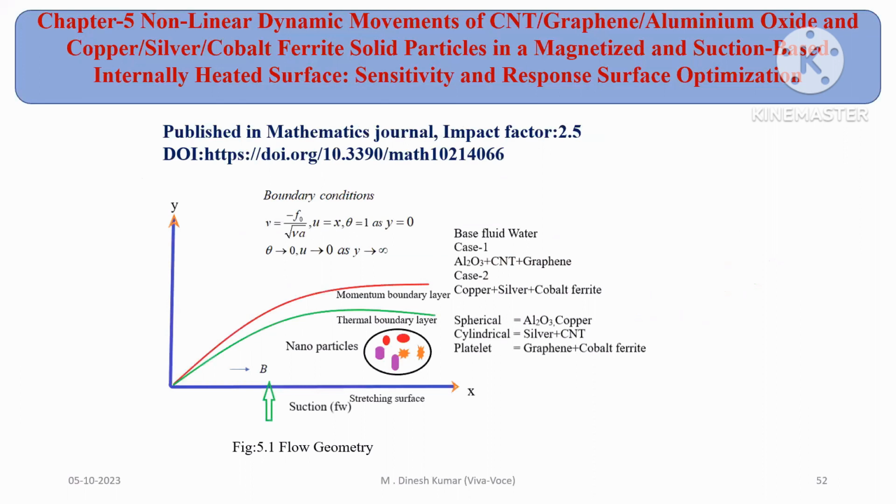In chapter 5, the nanoparticles have non-uniform shapes. Case 1 has aluminum oxide and carbon nanotube graphene, and case 2 contains copper, silver, and cobalt, with water as the base fluid and non-uniform shapes. Here one extra effect has been added, the suction effect, along with the heat source and magnetic effect. You can see it at the boundary. By applying the suction effect, the drag force will reduce and the flow momentum of the fluid will increase, which means the velocity profile will increase.